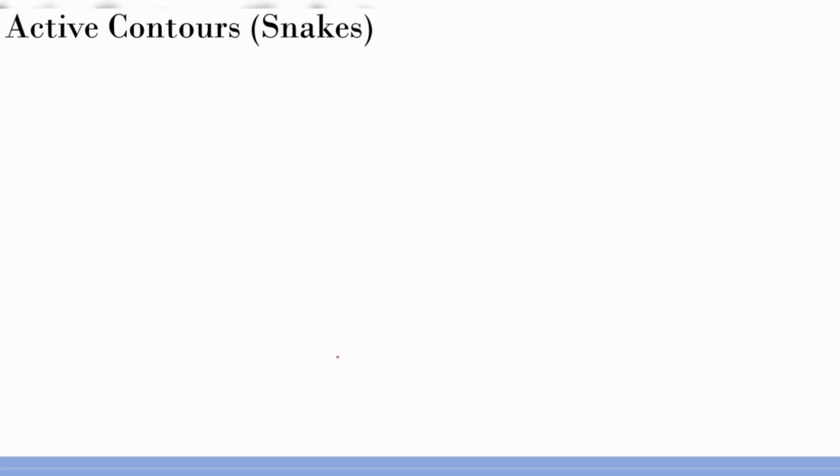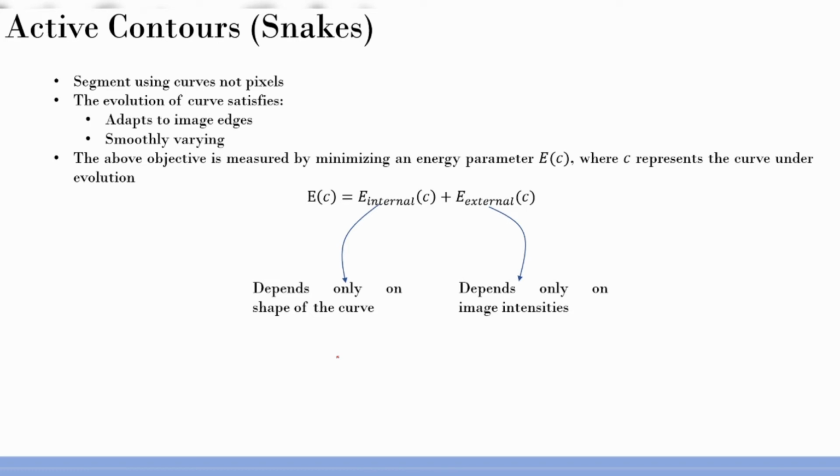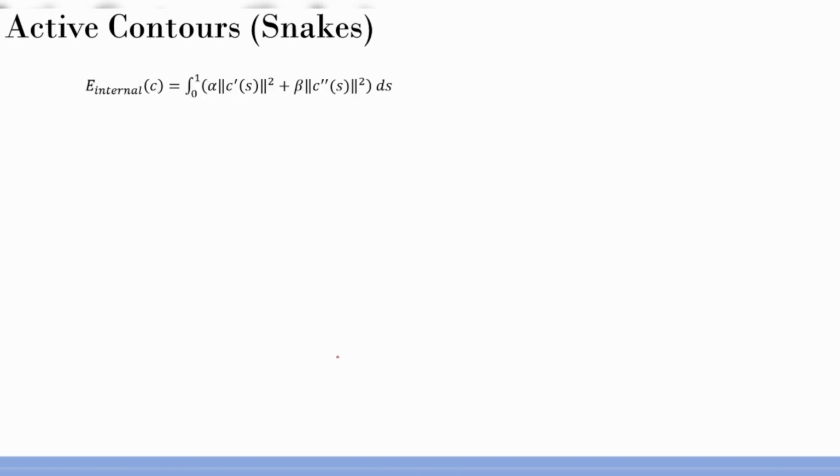Okay, so let's actually start with this internal energy alone. That means it's purely based on the shape of the curve. Okay, so this is the official definition. So don't worry about the equations. I will make you understand it in a very crisp fashion. So this internal energy of the curve C is something like this.